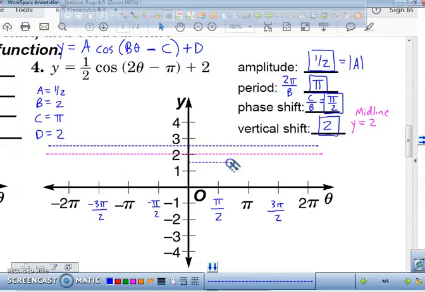And I've got to go a half down. It's going to make this graph really, really narrow. But we can do it. All right, so go and graph it, just like that.